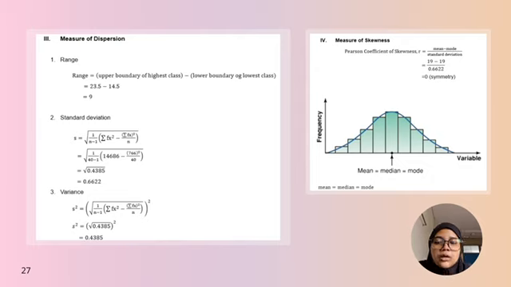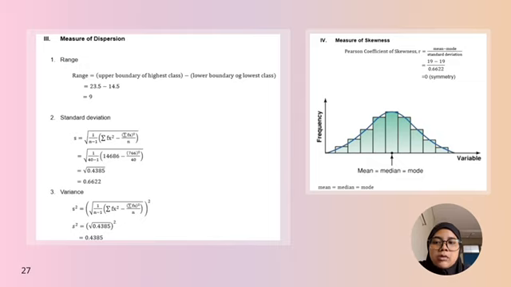So variance is simply the square of the standard deviation. The formula is S² equals standard deviation squared. So the final answer that we will get is 0.4389. Variance helps us understand data spread in square units, which is useful for further statistical analysis.